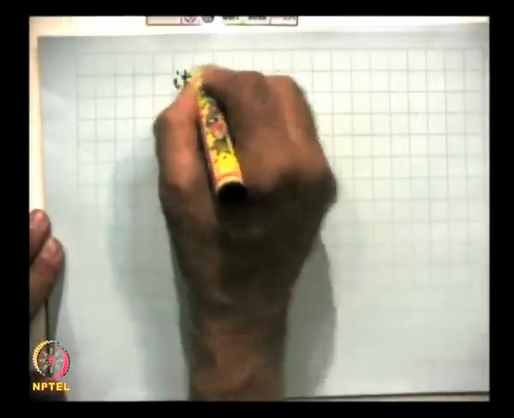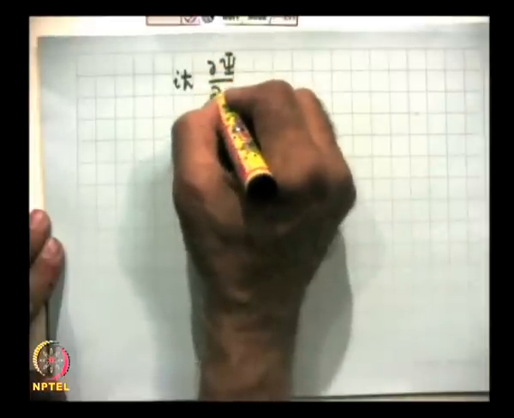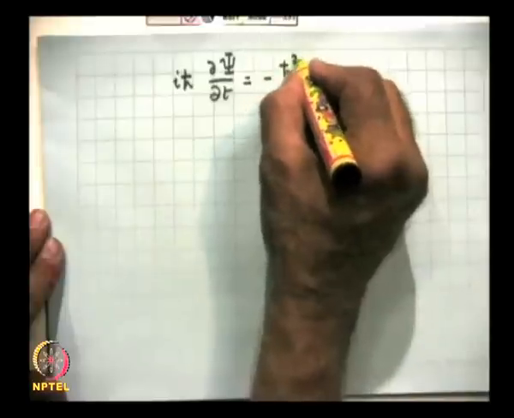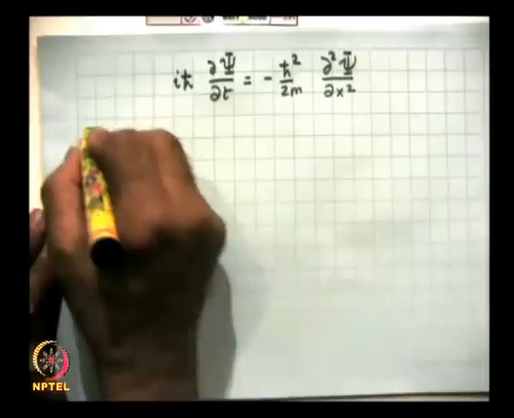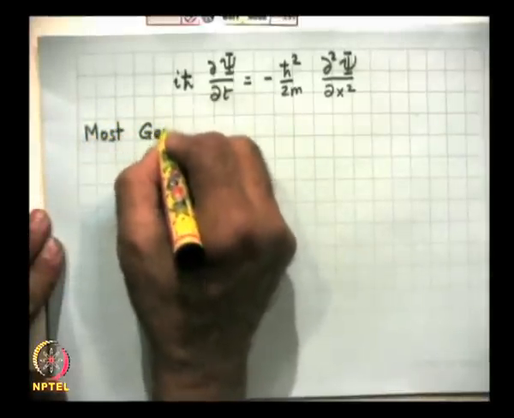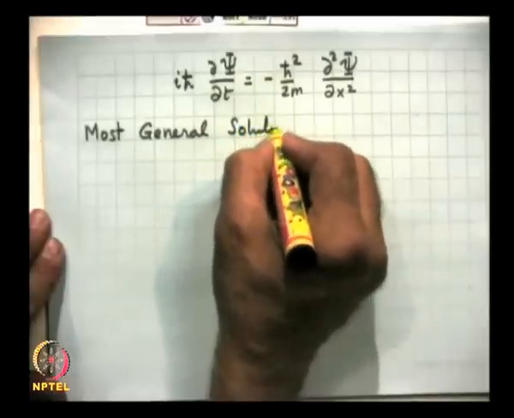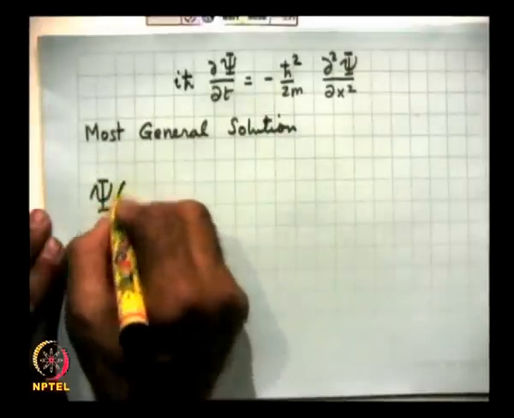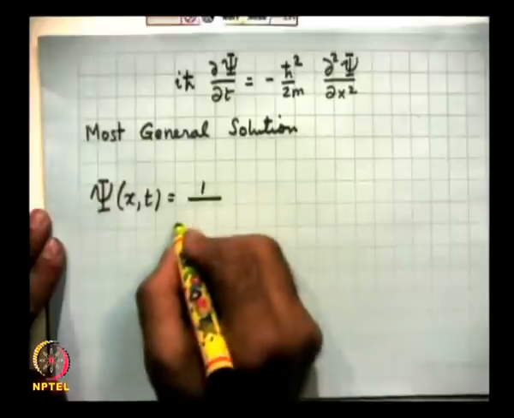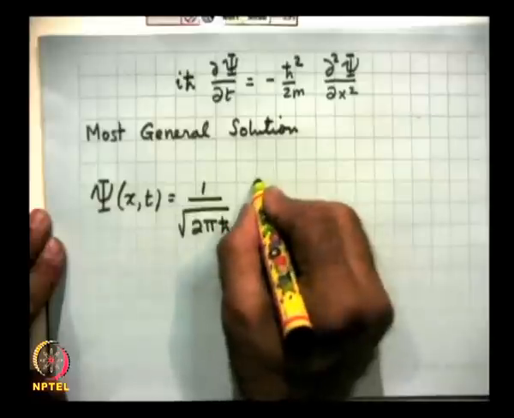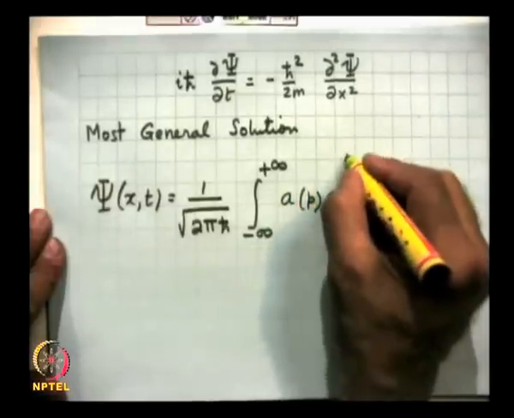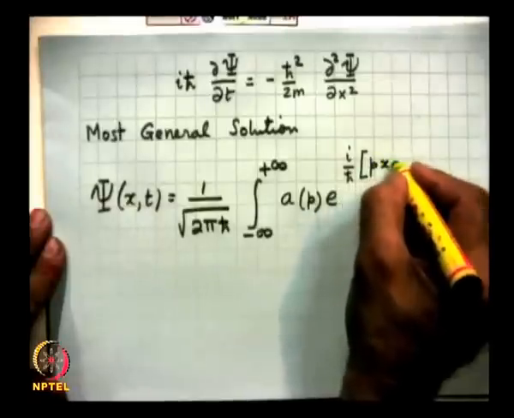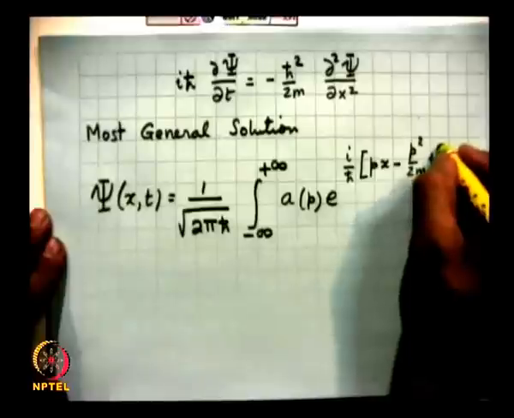Therefore, the most general solution of the one dimensional Schrodinger equation, i h cross delta psi by delta t equal to minus h cross square by 2m delta 2 psi by delta x square, is given by psi of x comma t equal to 1 over under root of 2 pi h cross, integral minus infinity to plus infinity a of p e to the power of i by h cross p x minus p square by 2m into t, into dp.